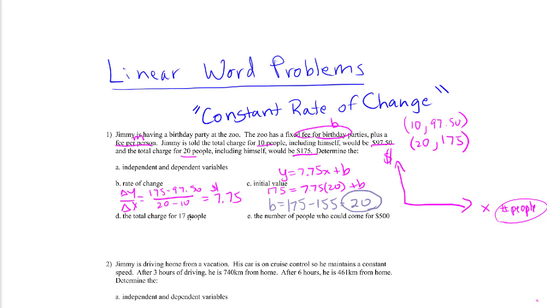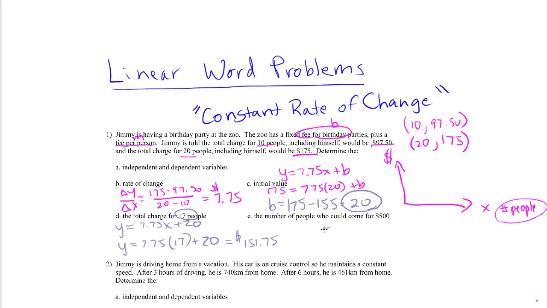So what's the total charge for 17? Well, once I know that, I know my equation. y equals 7.75x plus 20, and I can plug in 17 for x and figure the total charge. That total charge is going to be 7.75 times 17 plus 20. And this way we can evaluate the linear equation. And that would be a total charge of 151.75.